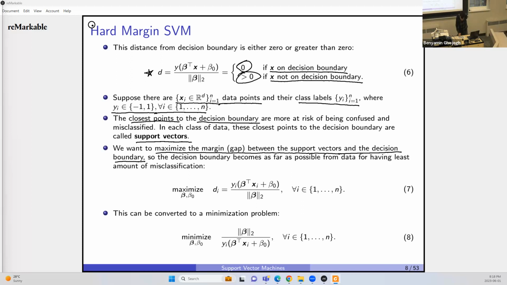Now that is the reason I'm maximizing the distance d_i. So I have N distances. Do you agree? How many distances do I have? I have N points, so I have N distances of points from the decision boundary. By the way, for now I'm considering all of the points. But at the end, you will see that the optimization is formed in a way that it only considers the support vectors. So starting now, when I'm formulating it, I'm considering all of the N points, but at the end we will see that it automatically only considers the support vectors. Okay, let's see how.